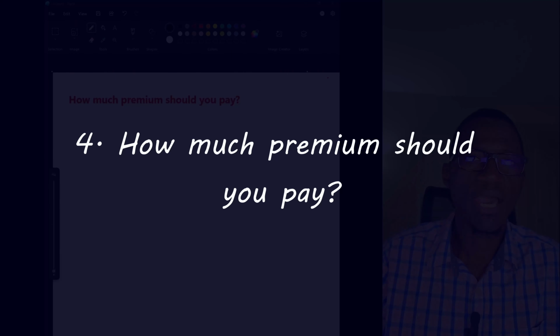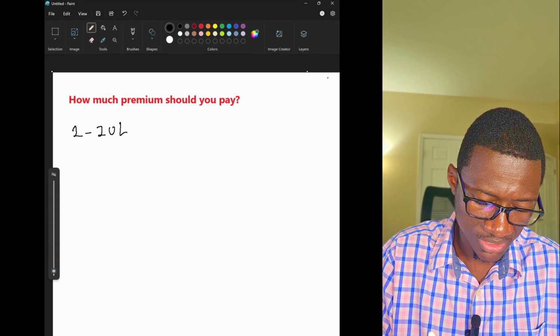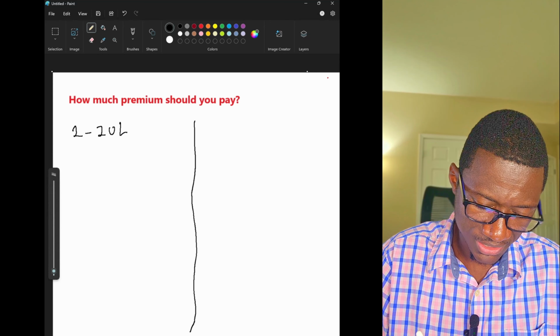Point number 4, how much premium should you pay? Here we're talking about Index Universal Life and Participating Whole Life. Let's start with IUL or Index Universal Life. Let's also draw a line right here in the middle.